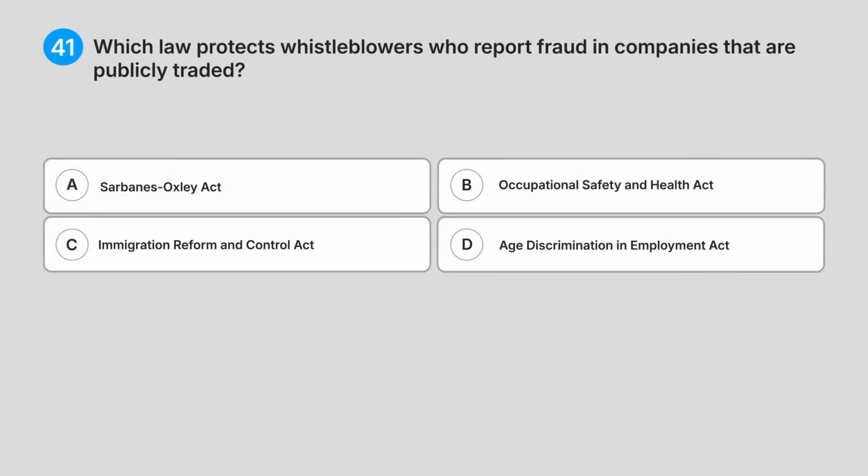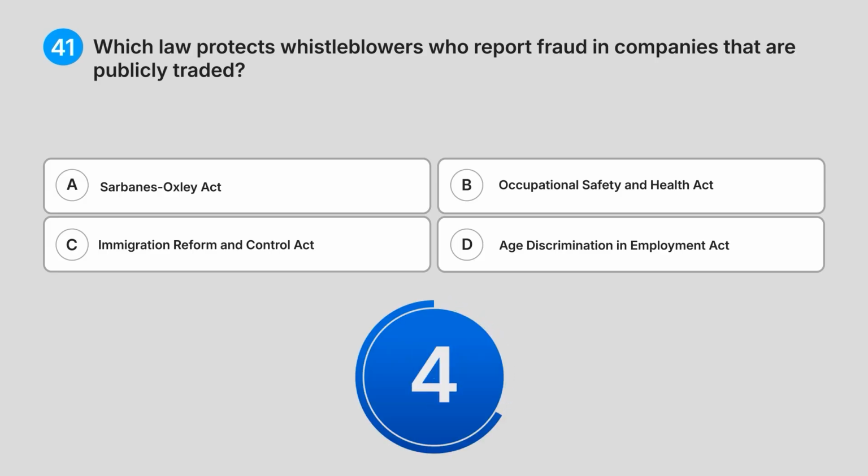41. Which law protects whistleblowers who report fraud in companies that are publicly traded? A. Sarbanes-Oxley Act. B. Occupational Safety and Health Act. C. Immigration Reform and Control Act. D. Age Discrimination in Employment Act. Can you guess the answer?